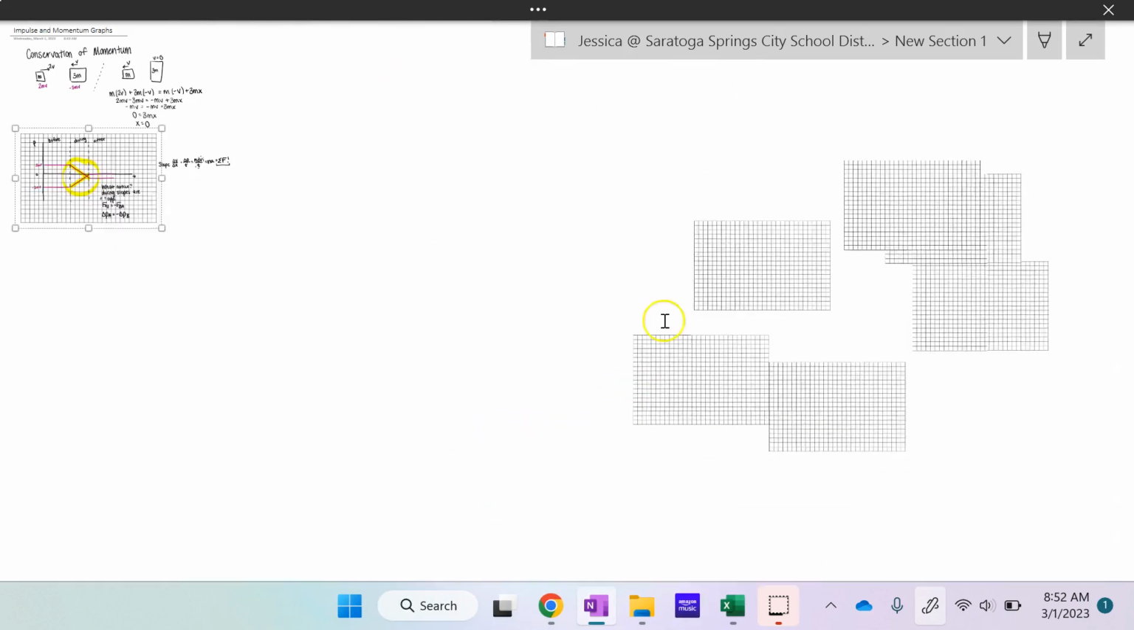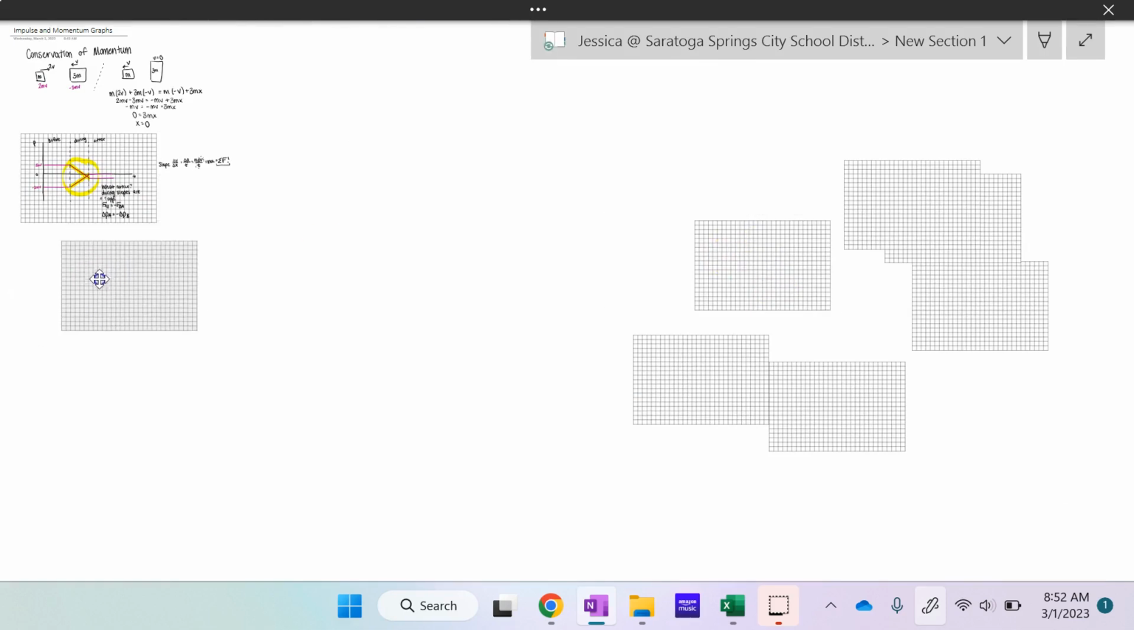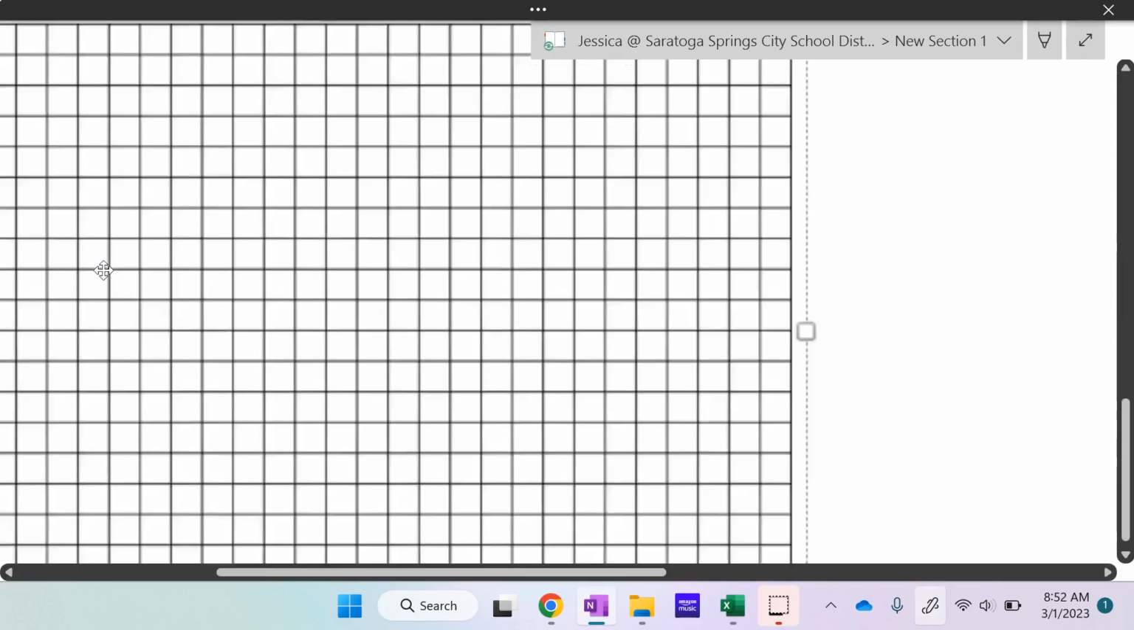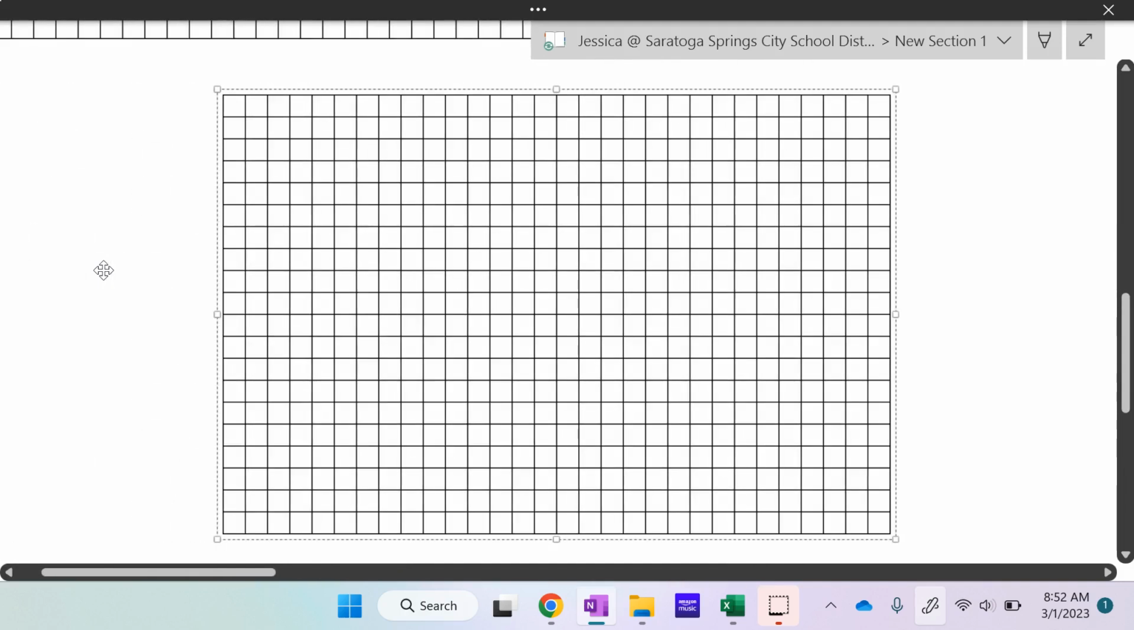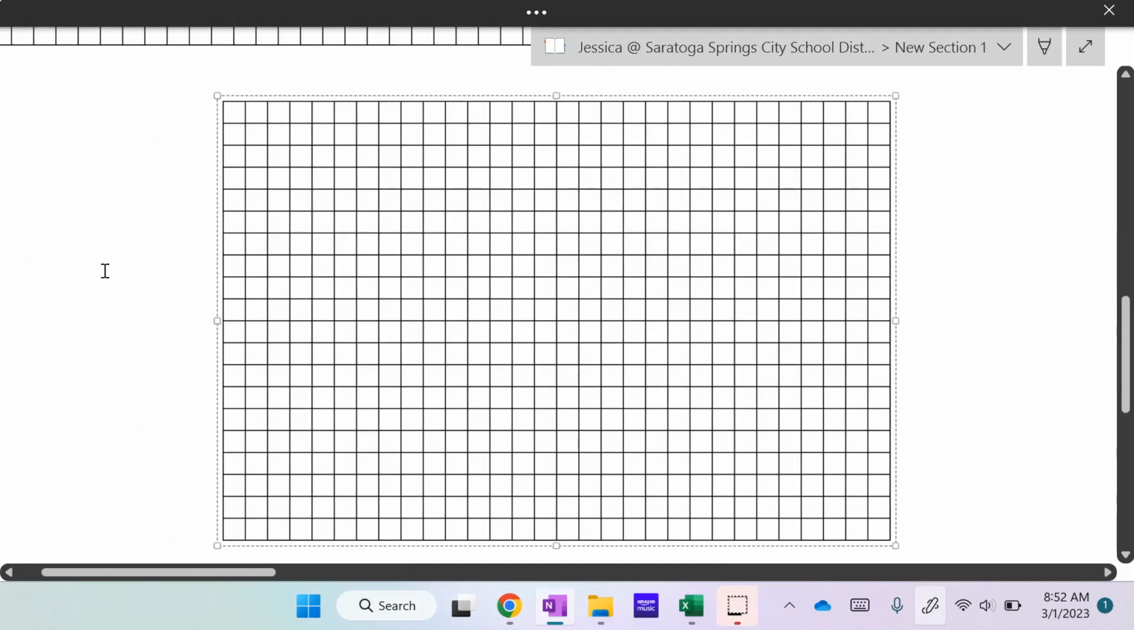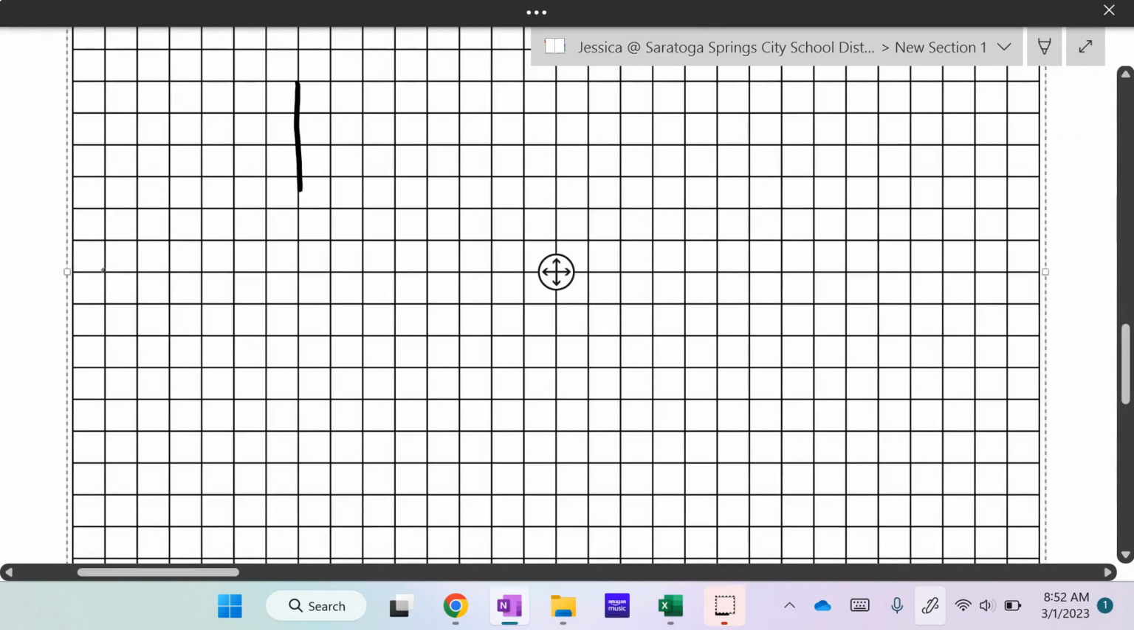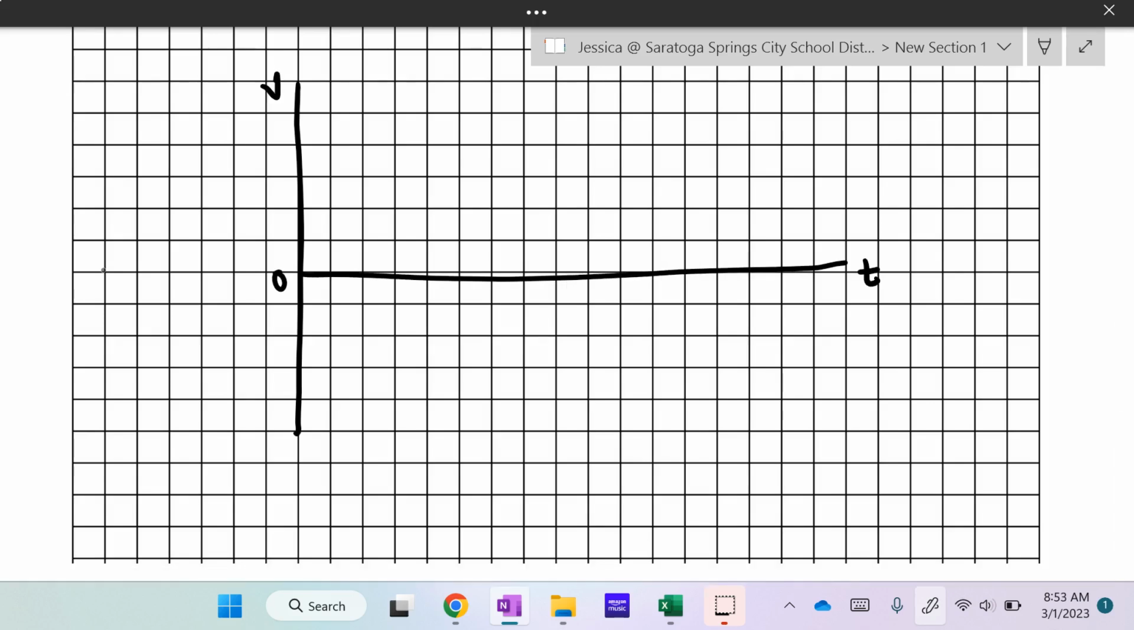Another way I could, and I just got to go grab another grid. Another way that I could represent this is a graph that we are familiar with. And that's going to be a velocity versus time graph. Now, like momentum, velocity is a vector, so I should have a positive and a negative. So here, initially, I have one object that's moving at 2v.